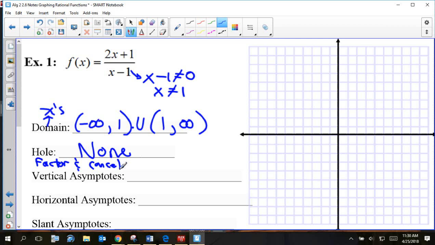Vertical asymptote. All right. So to find the vertical asymptotes, we look at what the denominator can't equal 0. We look at what the denominator would be to make it equal 0, which I've already done. So our vertical asymptote is at x equals what number? 1. Vertical asymptotes are always x equals some number. That's how we get a vertical line. So at x equals 1, I'm going to put an asymptote.